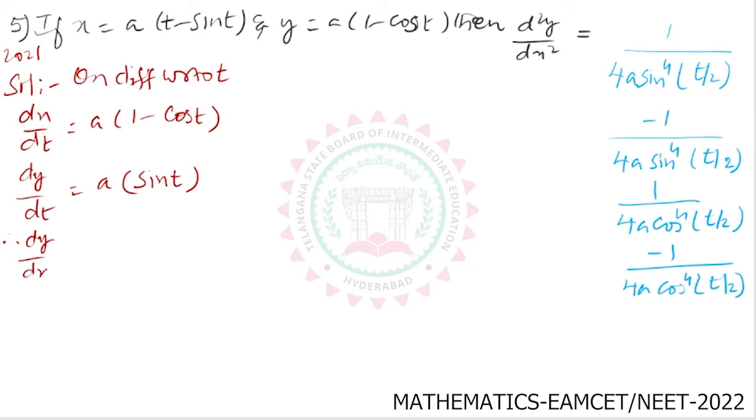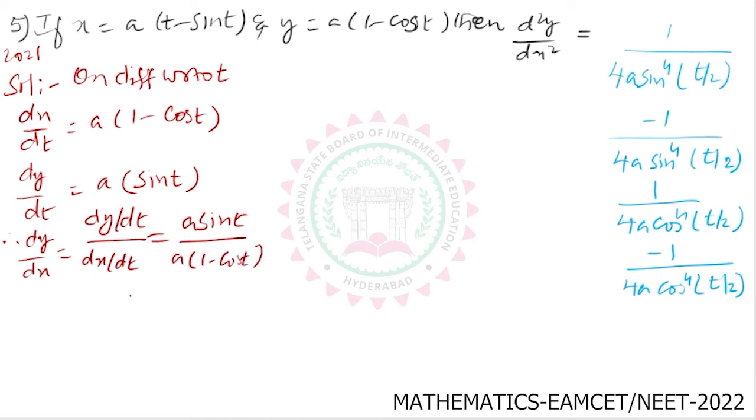Therefore, dy by dx is equal to dy by dt whole divided by dx by dt. What is dy by dt? a sin t divided by a into 1 minus cos t. So a cancels, which gives me sin t divided by 1 minus cos t. So this is the first derivative. But he has asked the second derivative. So I am differentiating again.